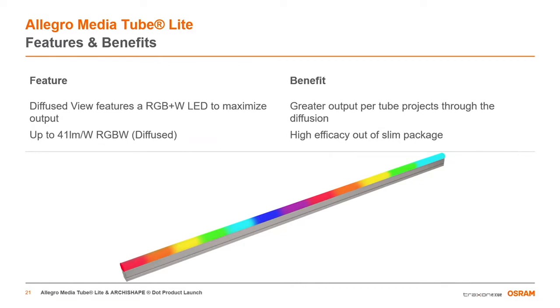And as I alluded to earlier, the diffused view is the brightest in class and is unique to our offering by providing more output out of the diffused product than out of the clear view. Now, this is done by utilizing a cluster of RGB plus white emitters in order to be able to maximize the output. And this is done while ensuring that we keep a uniform color mixing, again, across the length of the tube.